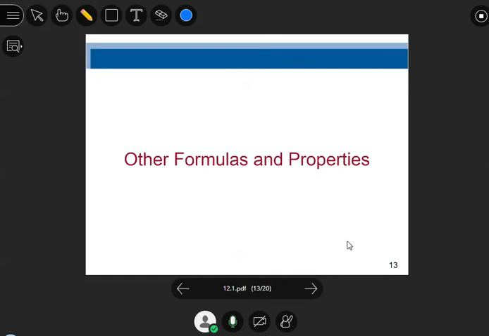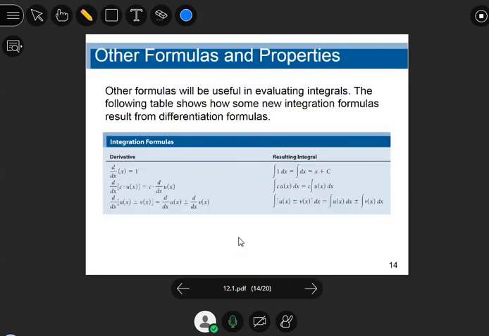So these are a few examples of how we can find the integral if you are given an x to the power n function. Now we are going to see some other properties. Let's see it. These formulas will be especially useful in evaluating integrals. The following table shows how some new integration formulas result from differentiation formulas.